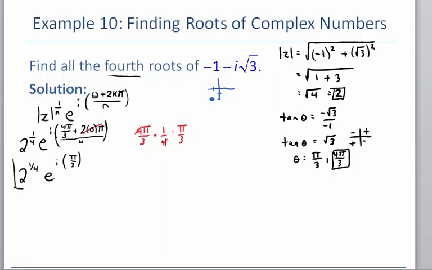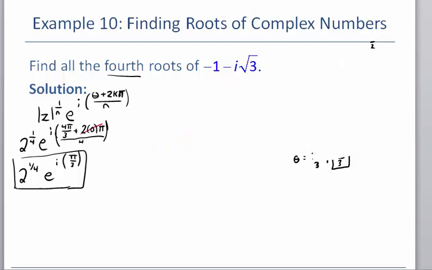All right, and so this is my first root for that complex number. Now, 2 to the 1/4 doesn't end up being a nice whole number, so we're going to just leave it as 2 to the 1/4. Okay, so let's move on and look at our second root here. So for our second root, we're going to do 2 to the 1/4. Everything is going to stay the same, except we're now going to put a 1 in for the k.